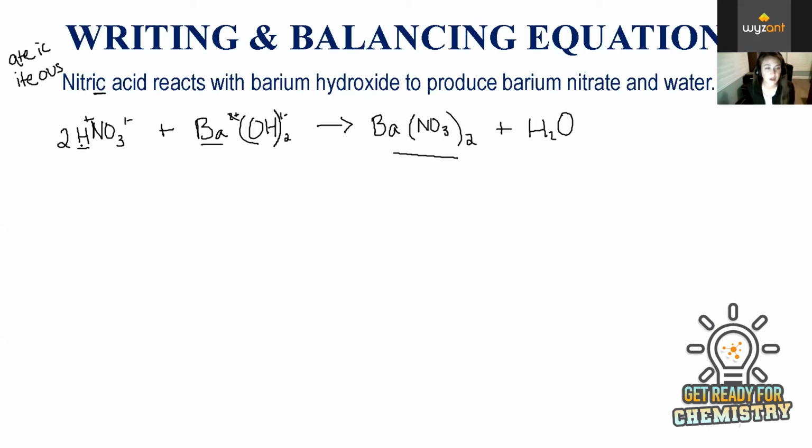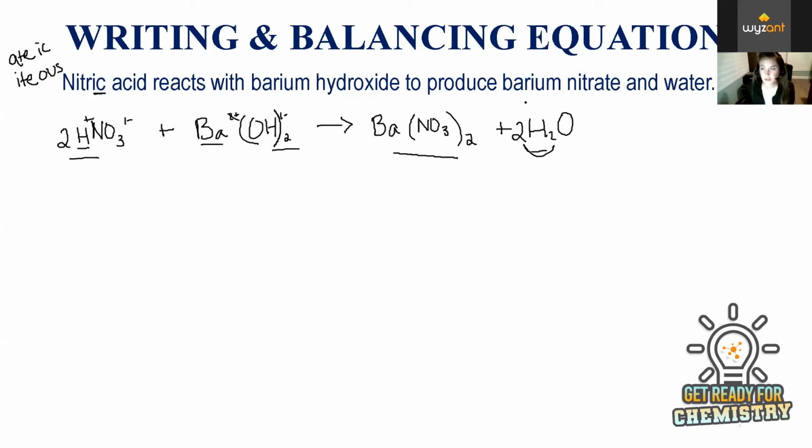But now I've got to fix my hydrogens because I just changed my hydrogen. So now I have 2 hydrogens, but then I also have hydrogens over here. So I have 2 hydrogens here. So I have to fix the hydrogens here to make 4 because I've got technically 4 total hydrogens on this reactant side. So I put a 2 here because 2 times 2 is 4. And so now my hydrogens are good, my bariums are good.